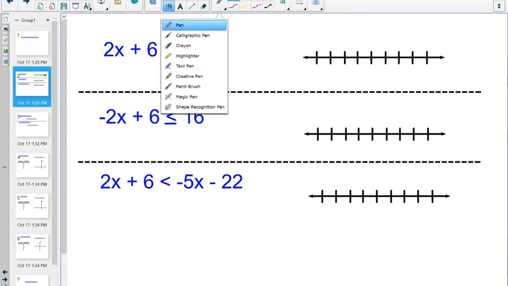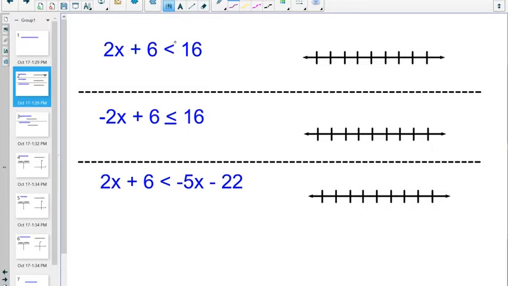Here we go. The thing to remember is that when you have a less than or greater than, you're going to use an open circle. And when you have a greater than or equal to or a less than or equal to, you're going to use a closed circle. So I'm just going to solve these like you would just a normal Algebra 2 problem.